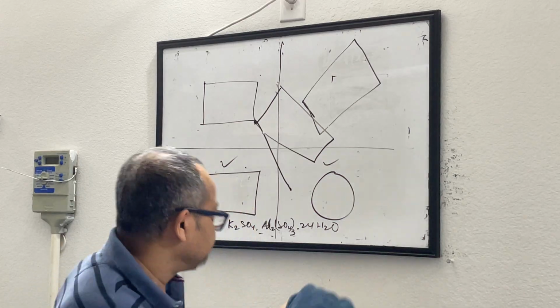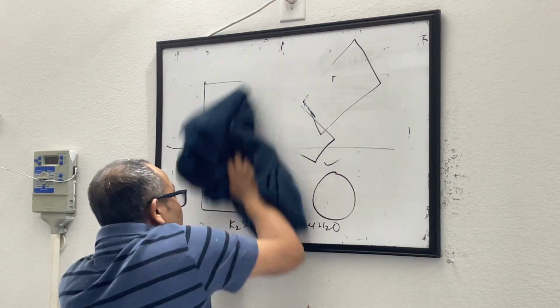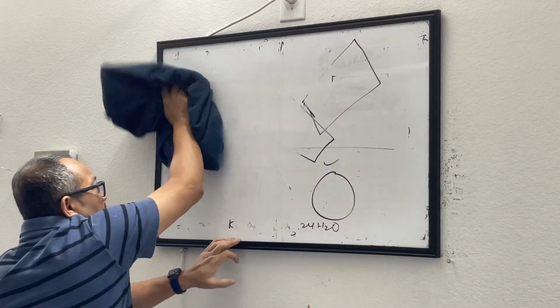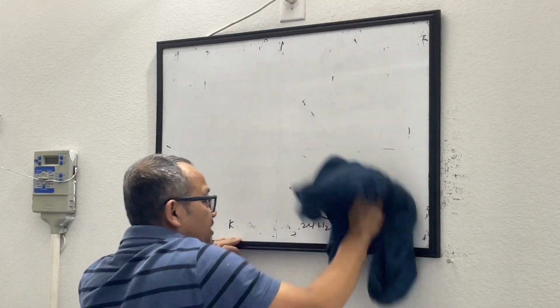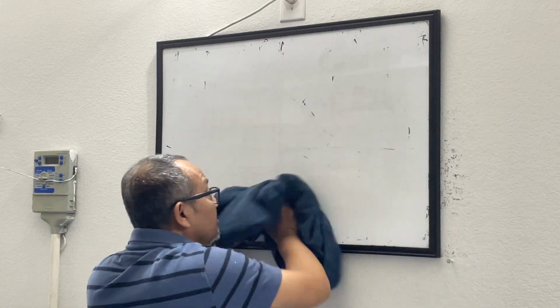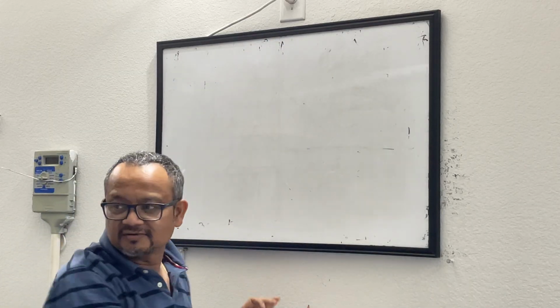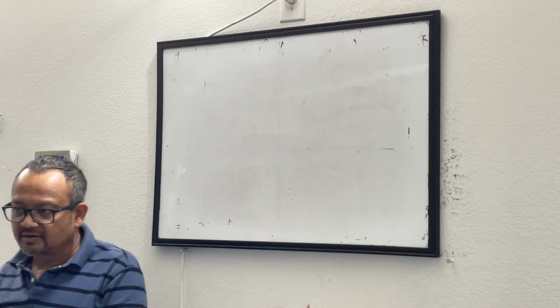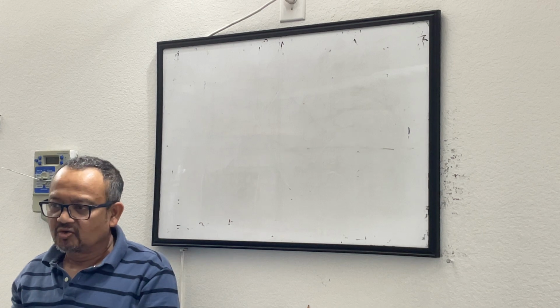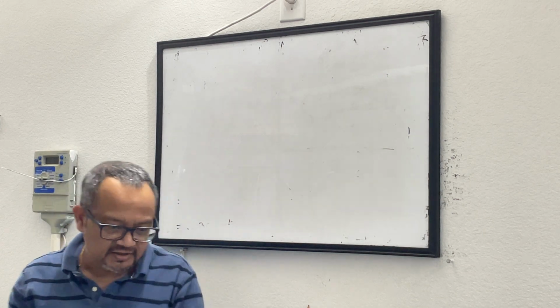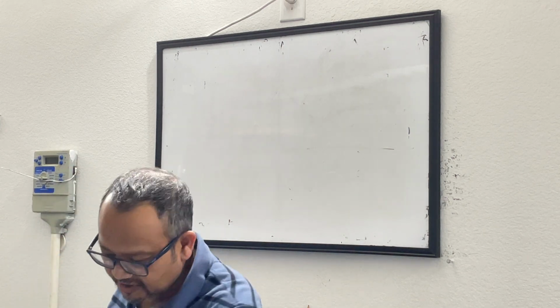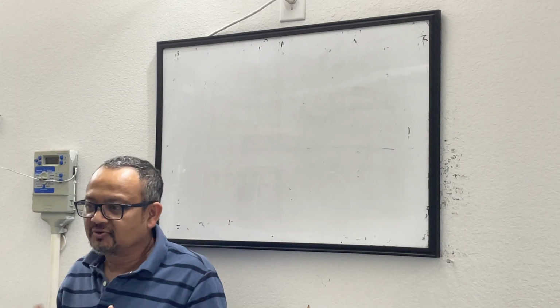Okay? Now, we will go to the next topic, which is about finding out volume and surface area of 3D objects. Volume and surface area of 3D objects. What is it that you guys already know? I'm just trying to figure it out so that I would know from where to start.